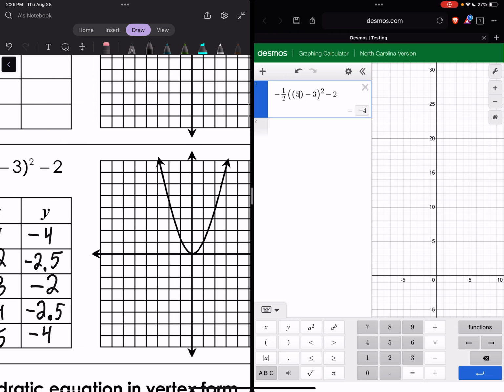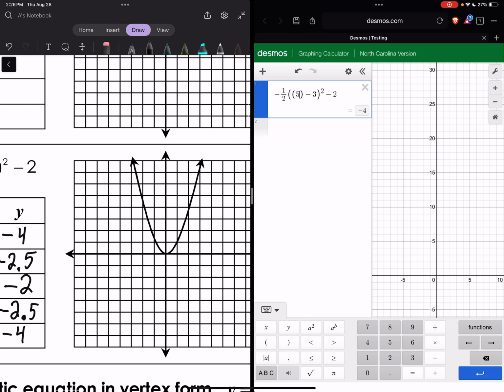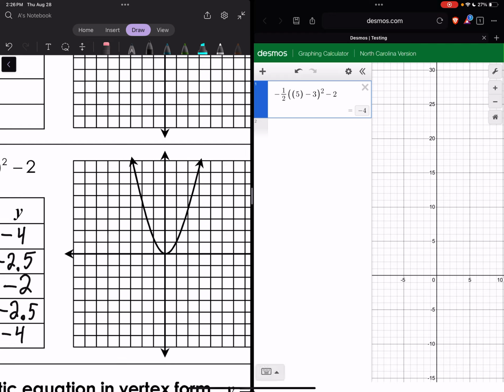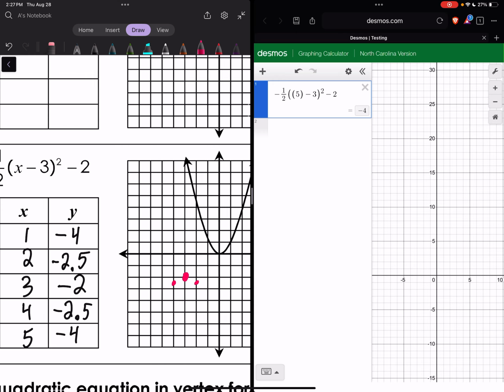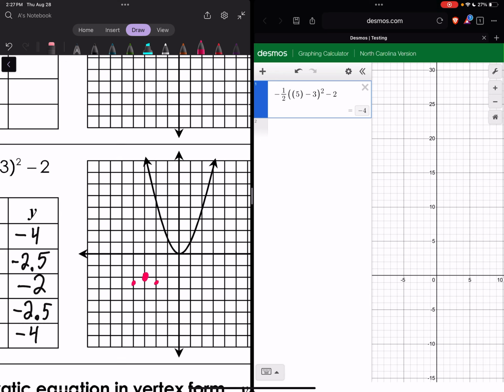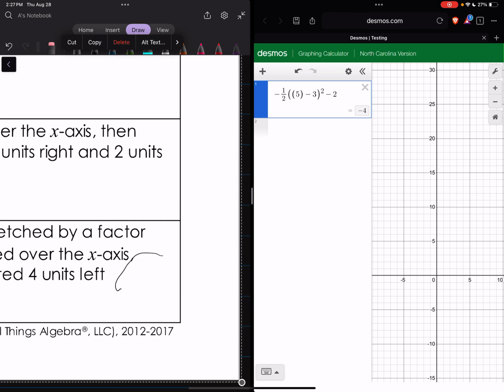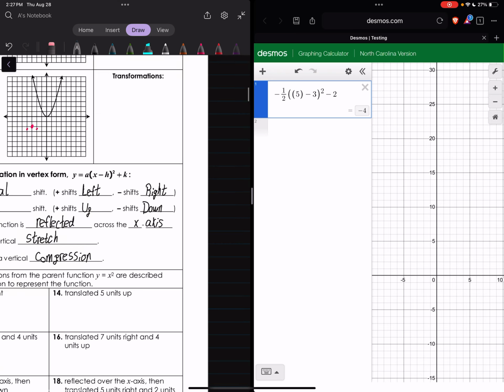Now if I plot these, I'm going to go 3, negative 2. Let me change colors real quick. 3, negative 2. 4, negative 2.5. 5, negative 4. Oh, that's positive. I apologize. Let me just shimmy that over in a second.